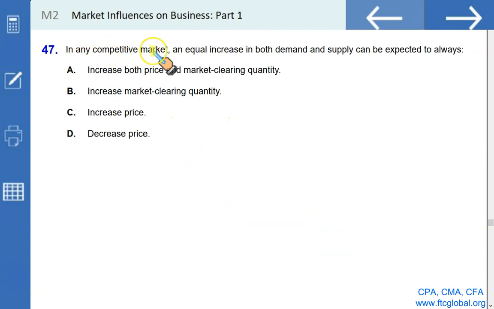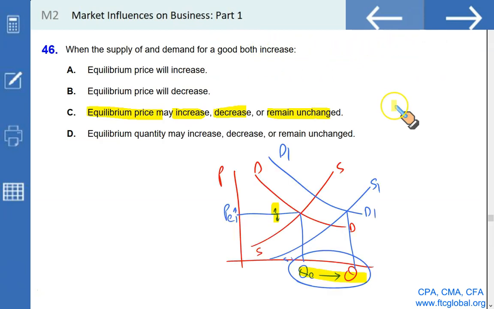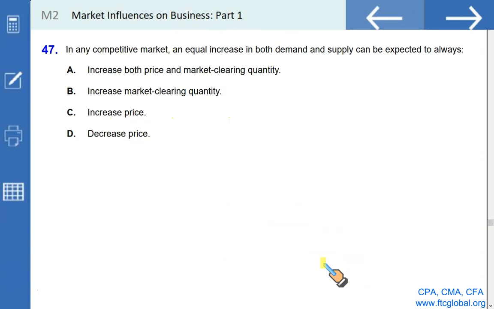In any competitive market, an equal increase in both demand and supply can be expected to always increase market clearing quantity. The equilibrium quantity would be higher if both demand and supply increase.